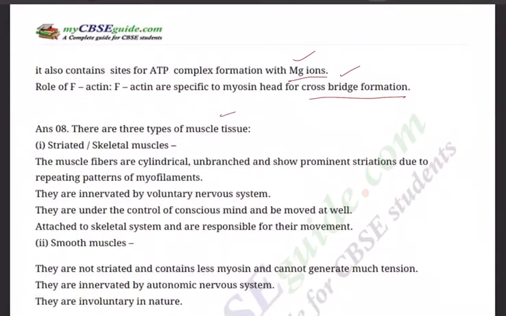Question number 8 and answer: there are three types of muscle tissues, as we discussed yesterday. Striated muscles, skeletal muscles: the muscle fibers are cylindrical, unbranched, and show prominent striations, cross walls. Sometimes we call it rough muscle due to the repeating patterns of myofilaments. They are innervated by the voluntary nervous system. They are under the control of the conscious mind and can be moved at will. They are attached to the skeletal system and are responsible for its movement.